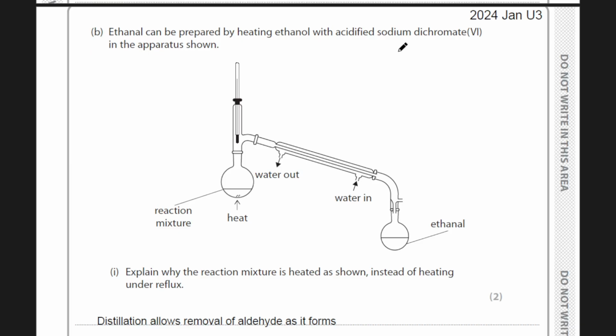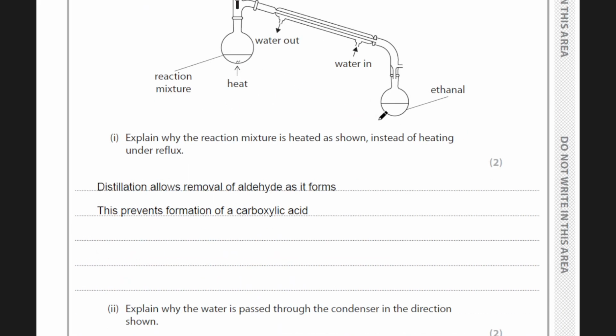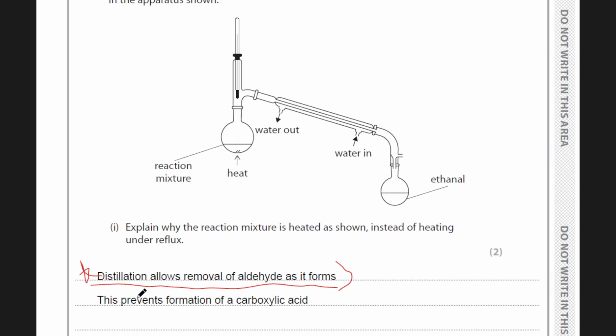Moving on, ethanal can be prepared by heating ethanol with acidified sodium dichromate(VI). The question here is to explain why the reaction mixture is heated as shown instead of heating under reflux. First of all, you have to understand that distillation allows the removal of the aldehyde as it forms. This prevents the formation of a carboxylic acid.